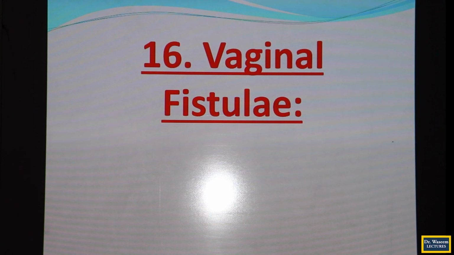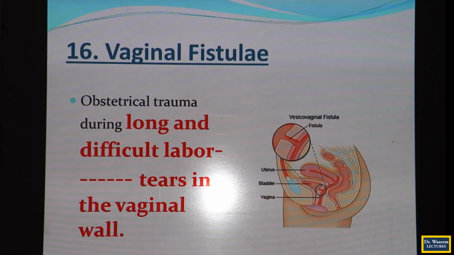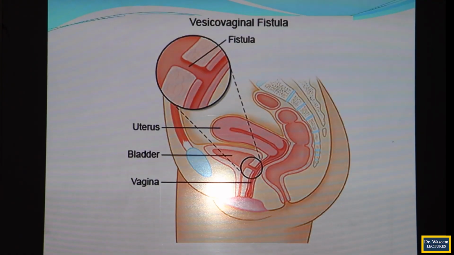There is the vaginal fistula, one of the grave conditions you see. In obstetrical trauma, or during delivery, if there is any trauma, long and difficult labor, tears in the vaginal wall lead to these problems, you see that. Because we know that the vagina is intimately in contact with the urinary bladder, as well as with the urethra, you see.